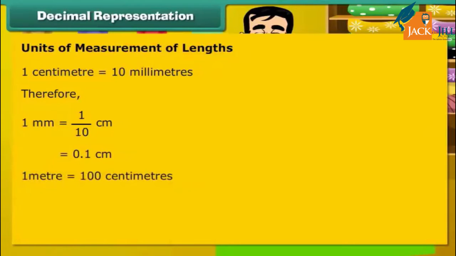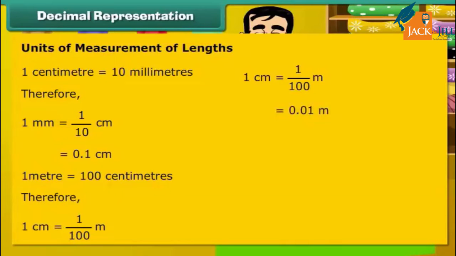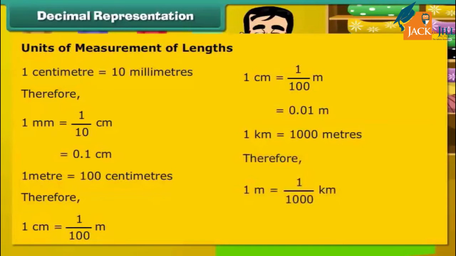1 meter is equal to 100 centimeters. Therefore, 1 centimeter is equal to 1 by 100 meter. That is equal to 0.01 meter. 1 kilometer is equal to 1000 meters. Therefore, 1 meter is equal to 1 by 1000 kilometer. That is equal to 0.001 kilometer. Now, let us turn our attention to Bela's question.